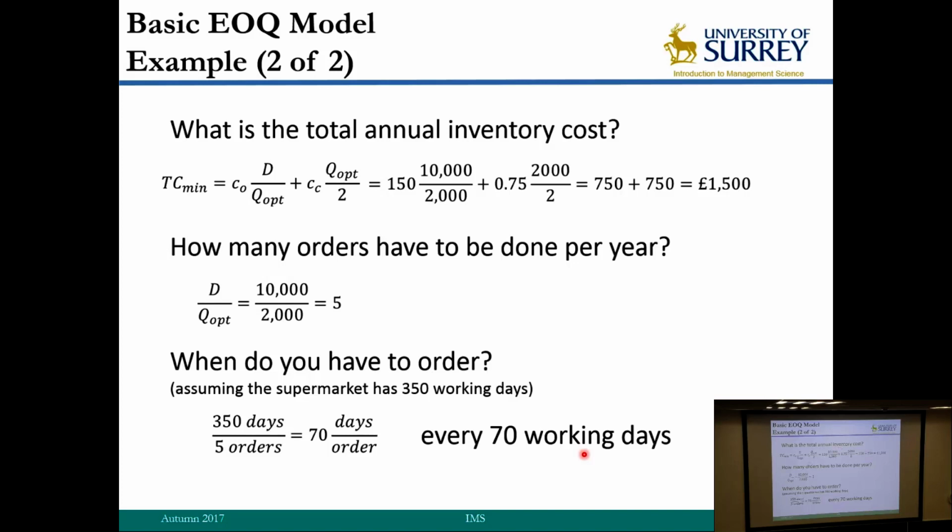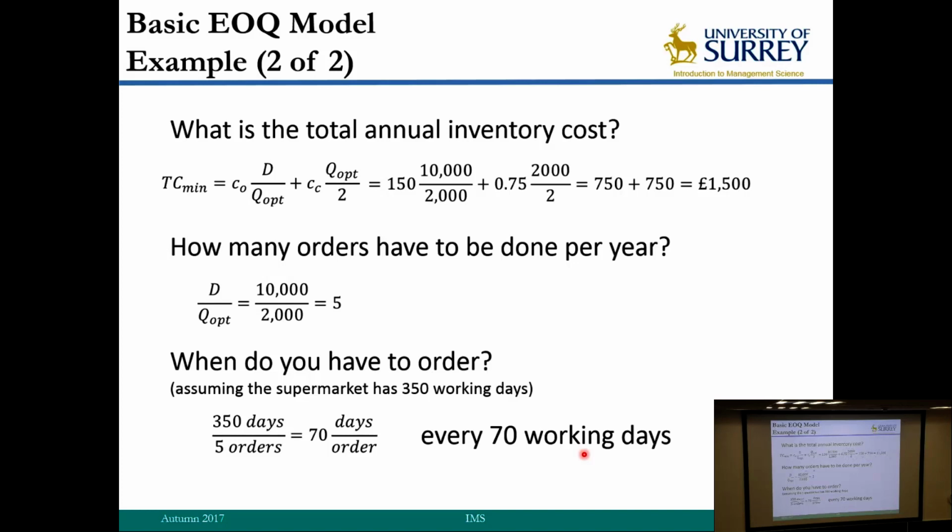Because we know what Q is, we can substitute the optimal Q into this equation. We know D, and Co, that's the ordering cost. Now that we know Q, we can substitute in here, and we find this is the total ordering cost, and this is the total carrying cost. In total, that's the inventory cost for the whole year.